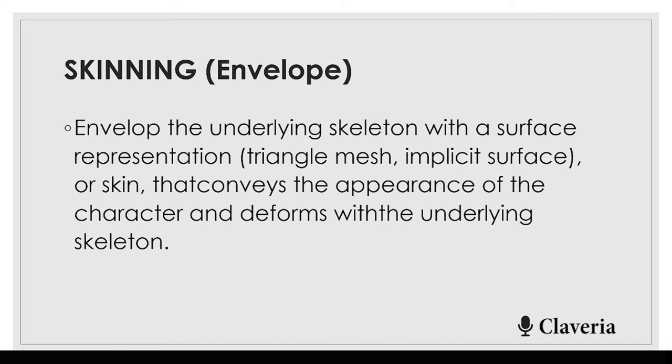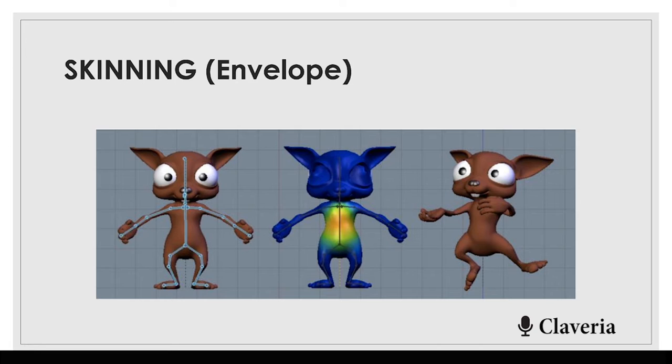First, our topic, skinning. So what is skinning? Skinning envelopes the underlying skeleton with a surface representation, triangle mesh, implicit surface, or a skin that conveys the appearance of the character and the forms within the underlying skeleton.